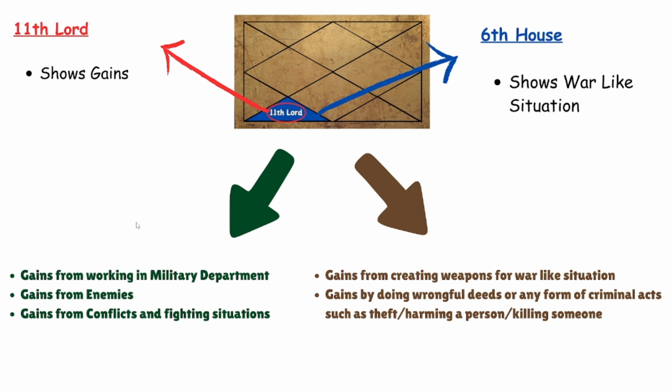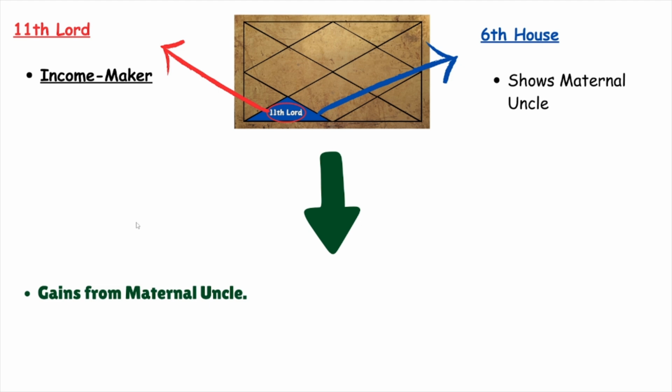Or if it is badly afflicted, then you can start creating weapons for warlike situations. You can follow a wrong path. You can do some form of criminal acts, maybe theft or harming a person, maybe killing someone. So these things can be seen from this placement.